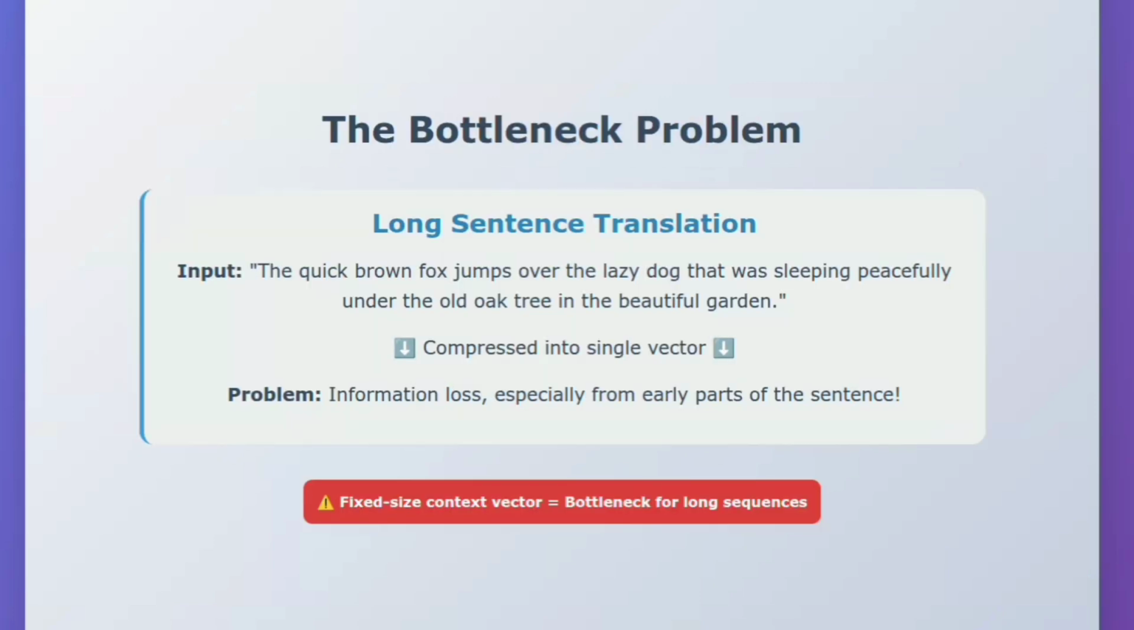While effective for shorter sequences, a major limitation of this basic sequence-to-sequence architecture is that the entire input sequence must be compressed into a single fixed-size context vector. For long sentences, this bottleneck can lead to information loss, especially for early parts of the input.